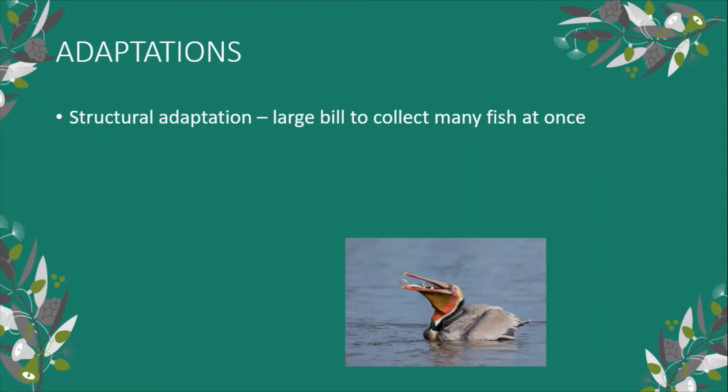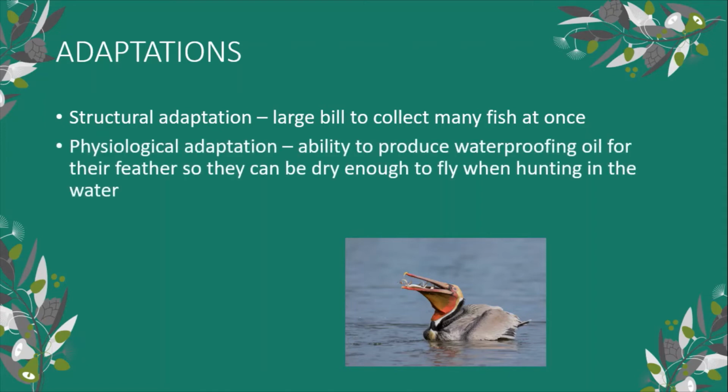babies. A physiological adaptation of the pelican is its ability to produce a type of waterproofing oil on its feathers by the uropygial gland at the base of the tail feathers. This repels water, so when they're diving and swimming, they can still be dry enough to be able to fly.